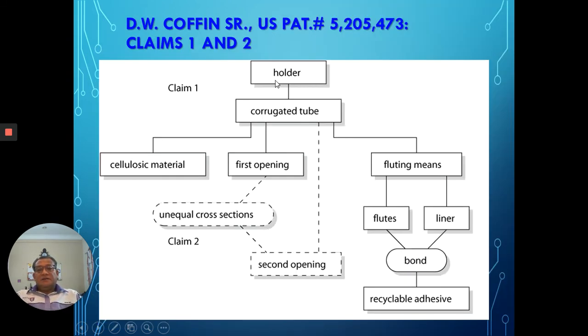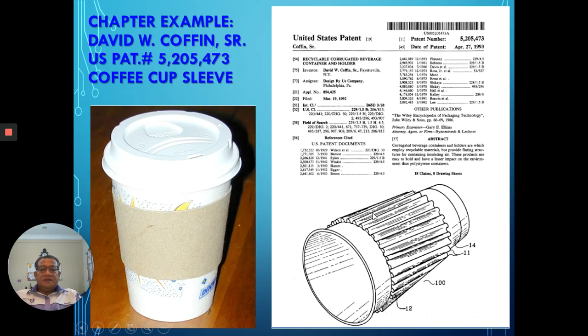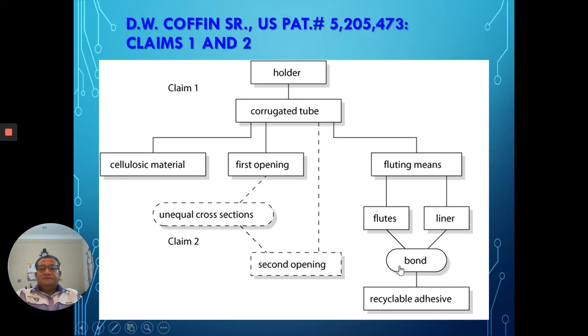For example, in order to produce that holder or cup holder, this is their filing content. It must use a corrugated tube. Okay, the corrugated tube is actually this part, the corrugated part, right? For a specific part of the corrugated, it is numbered 100, and it is later explained what 100 is, what 11 is, what 12 is, the measurement and so on. So the corrugated tube uses cellulosic material, cellulose. It is partly kind of like a starch material.